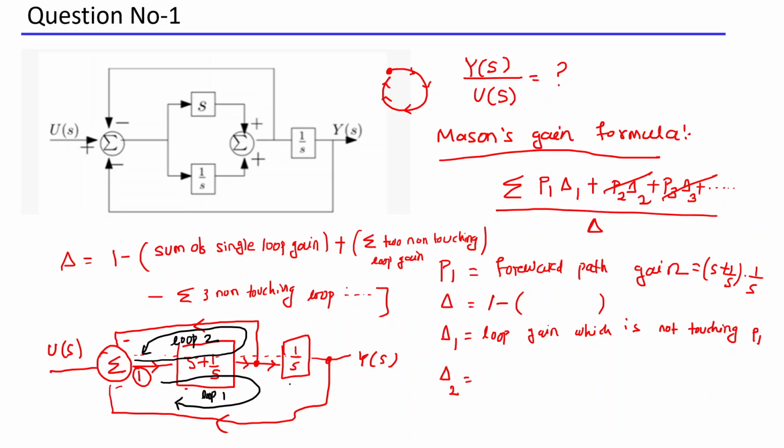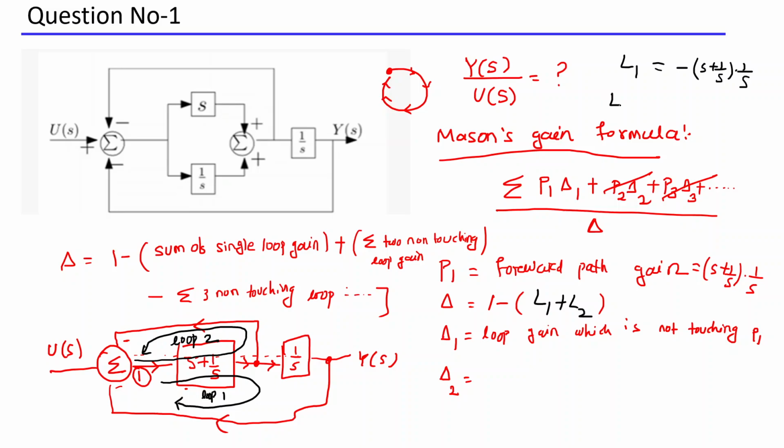What is the gain of loop 1? You can write down L1 plus L2, because there are 2 individual loops. That's why L1 and L2. In place of L1, what do you write? Can anyone tell me what is L1? Negative will be present. So negative, this will be S plus 1 by S into 1 by S.